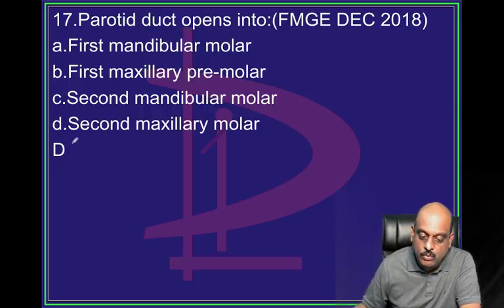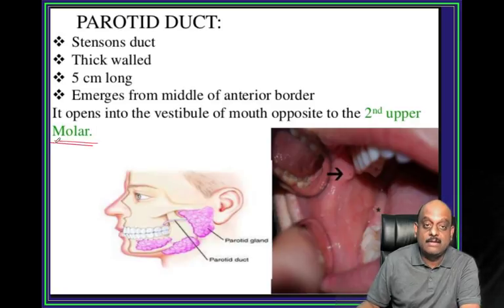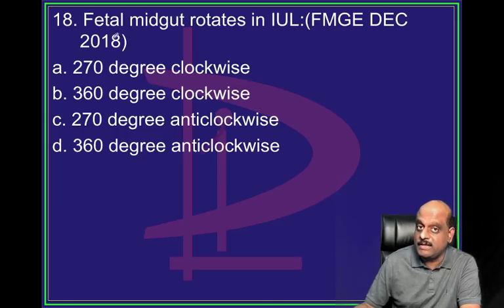Now, doctor, parotid duct, where does it open? It opens opposite the second upper molar, otherwise maxillary molar. 5 centimeters long, this is called Stenson's duct.